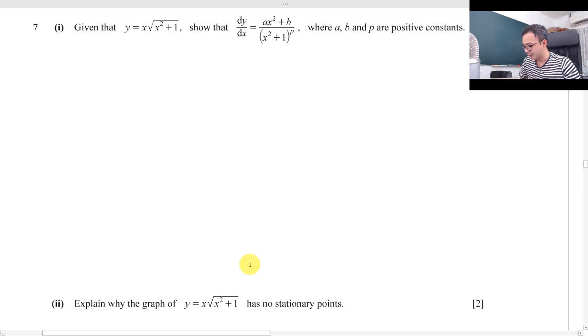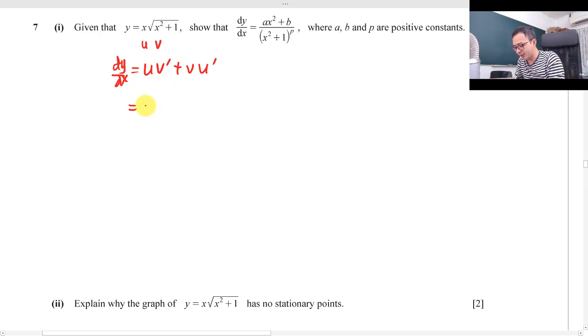Number 7. Given that y equals this thing, show that dy/dx is that thing. So basically this is the product rule, with u and v. Yeah, the product rule formula is u differentiate v, plus v differentiate u.